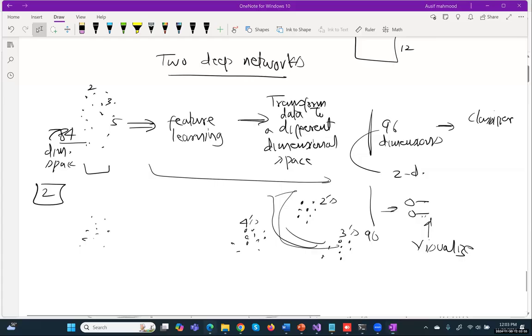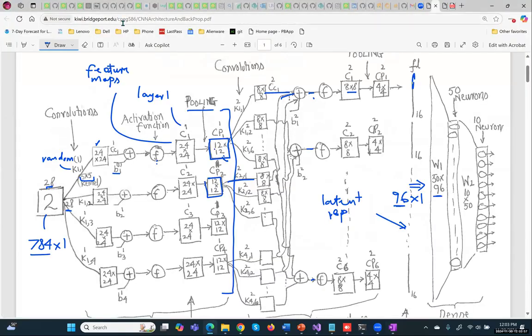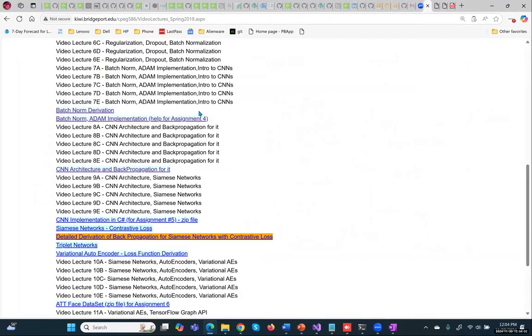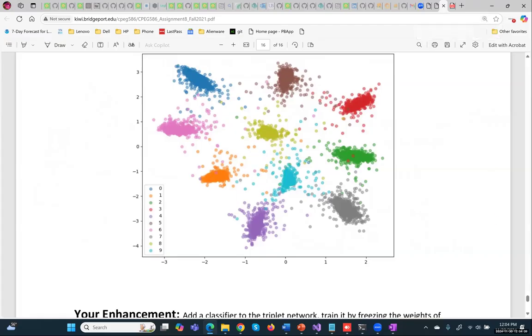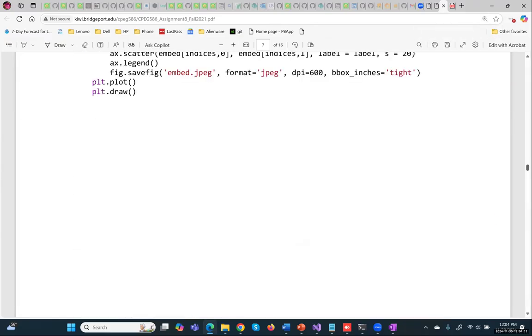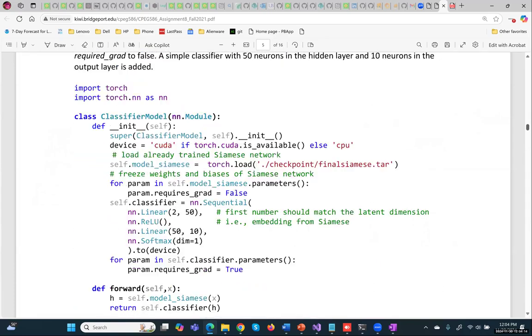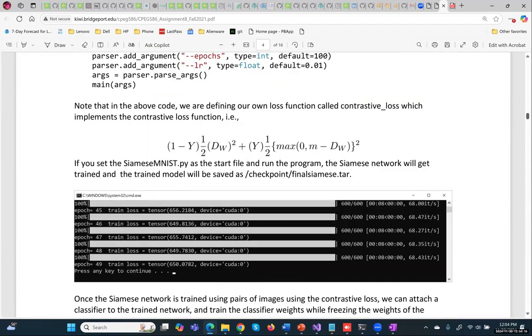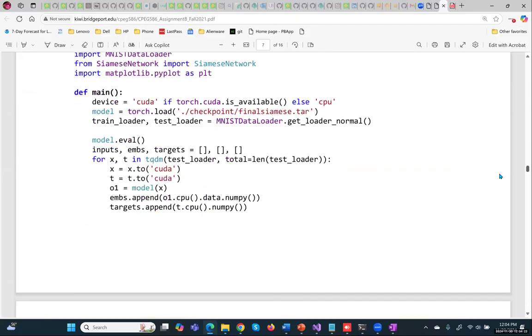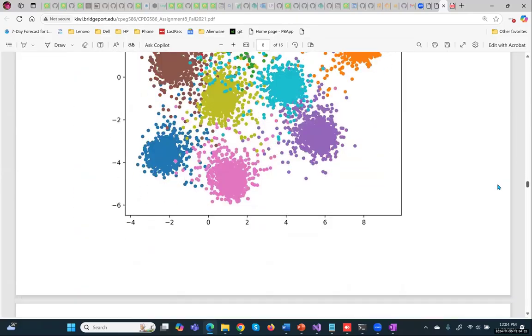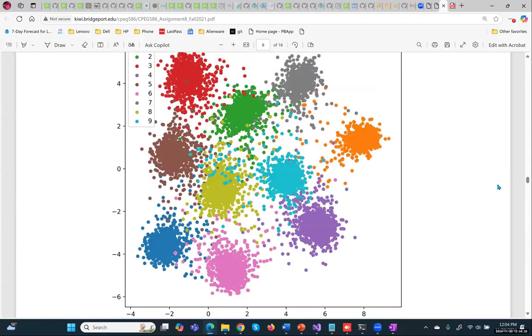So let's go to our assignment number 8. Yeah, let me come to this picture. Oh, where did the picture go? Okay, oops, there's the picture.